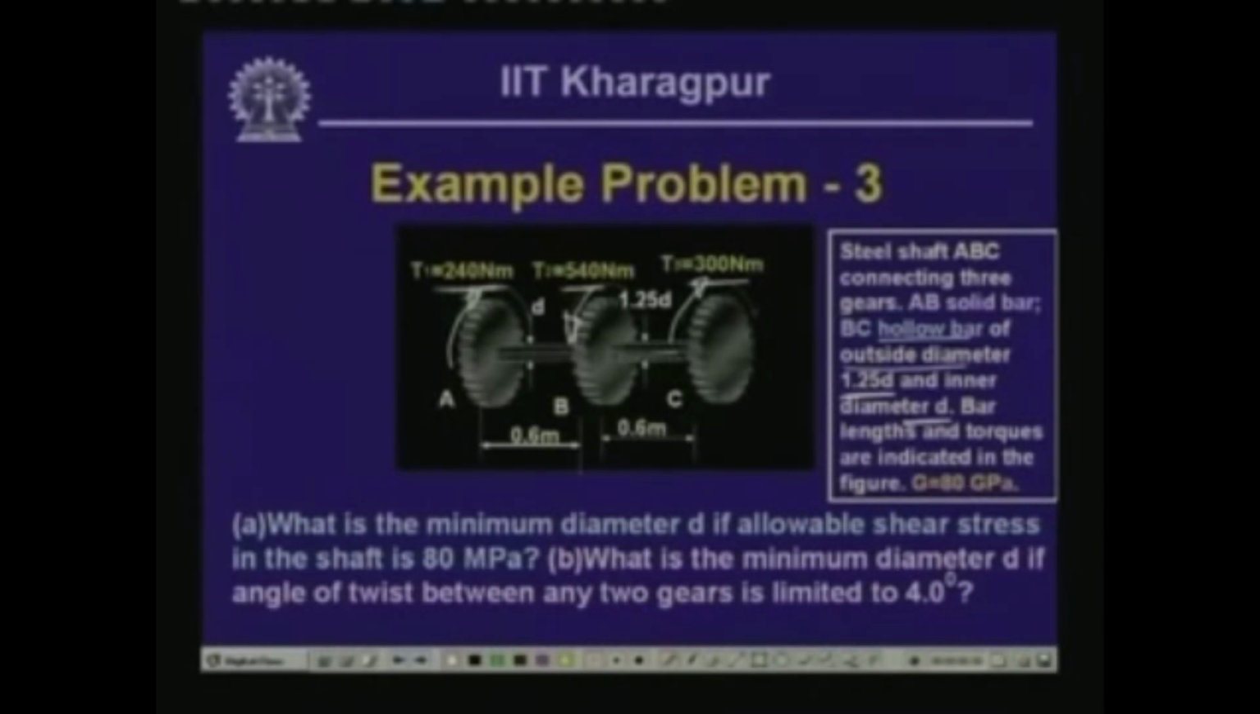Now, what we will have to find out is what is the minimum diameter d if the allowable shear stress in the shaft is 80 MPa, and what is the minimum diameter d if the angle of twist between any 2 gears is limited to 4 degree. Now, let us look into the value of that.